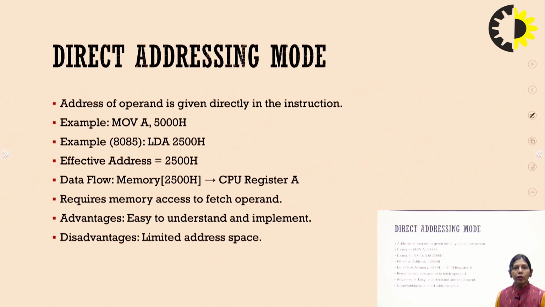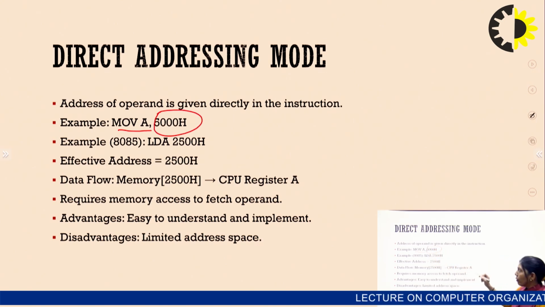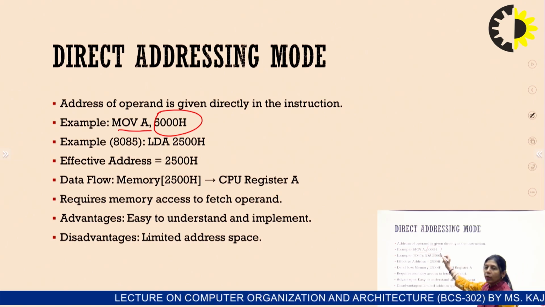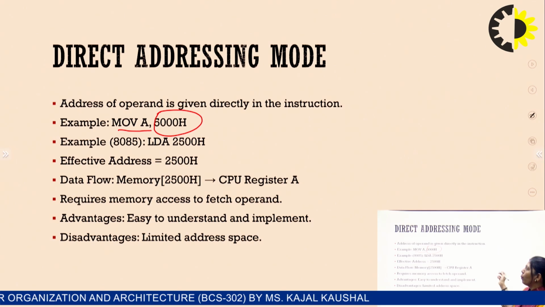Mind it, earlier it was the operand. Now it's not the operand, now it's the value of the address. It's the address itself. For example, here in this case, move is moving some data from the instruction value to the accumulator. And what is being moved? The value stored at location 5000 hexadecimal, 500H, will be brought inside the accumulator, that is the CPU register.